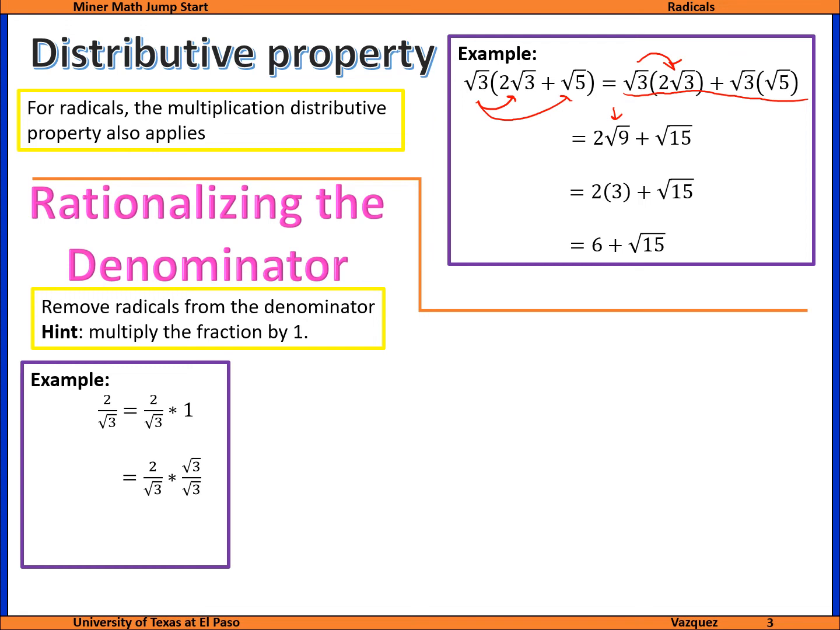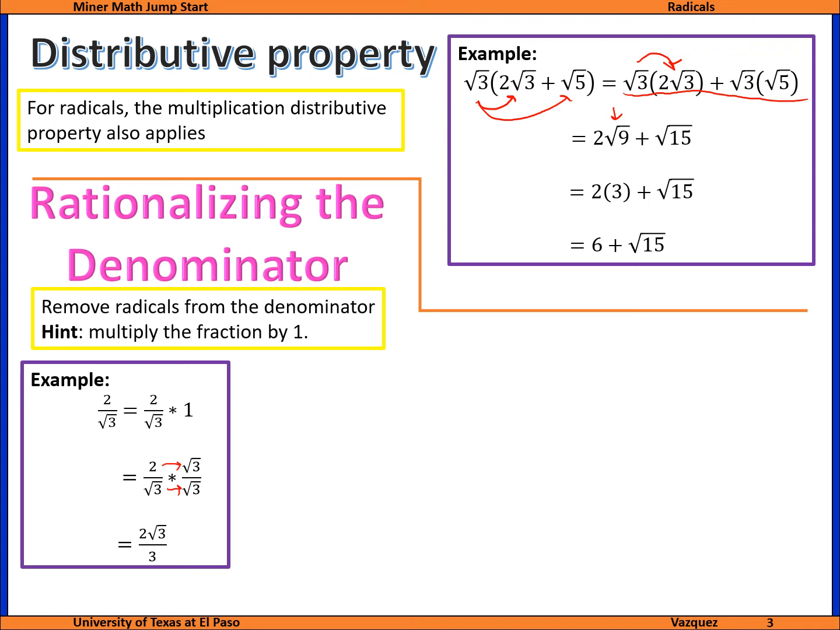When we multiply fractions, if you remember, you multiply straight across. So 2 times square root of 3, and square root of 3 times square root of 3. Square root of 3 times square root of 3 just becomes 3. And in the numerator, we get left with 2 times the square root of 3. So now we no longer have a radical in our denominator. Now it's in our numerator, but that's okay. That's what we call rationalizing the denominator.